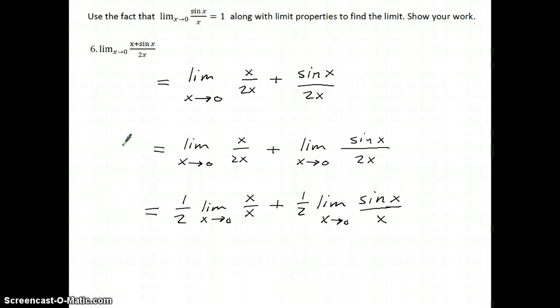After that, I pulled the 1/2 in front of the limit as x goes to 0, which is another property. At this point, I have x over x, which is just going to give us a 1, plus 1/2 times the limit as x goes to 0 of sine x over x, which is 1. And so we are left with 1/2 plus 1/2, which is equal to 1.